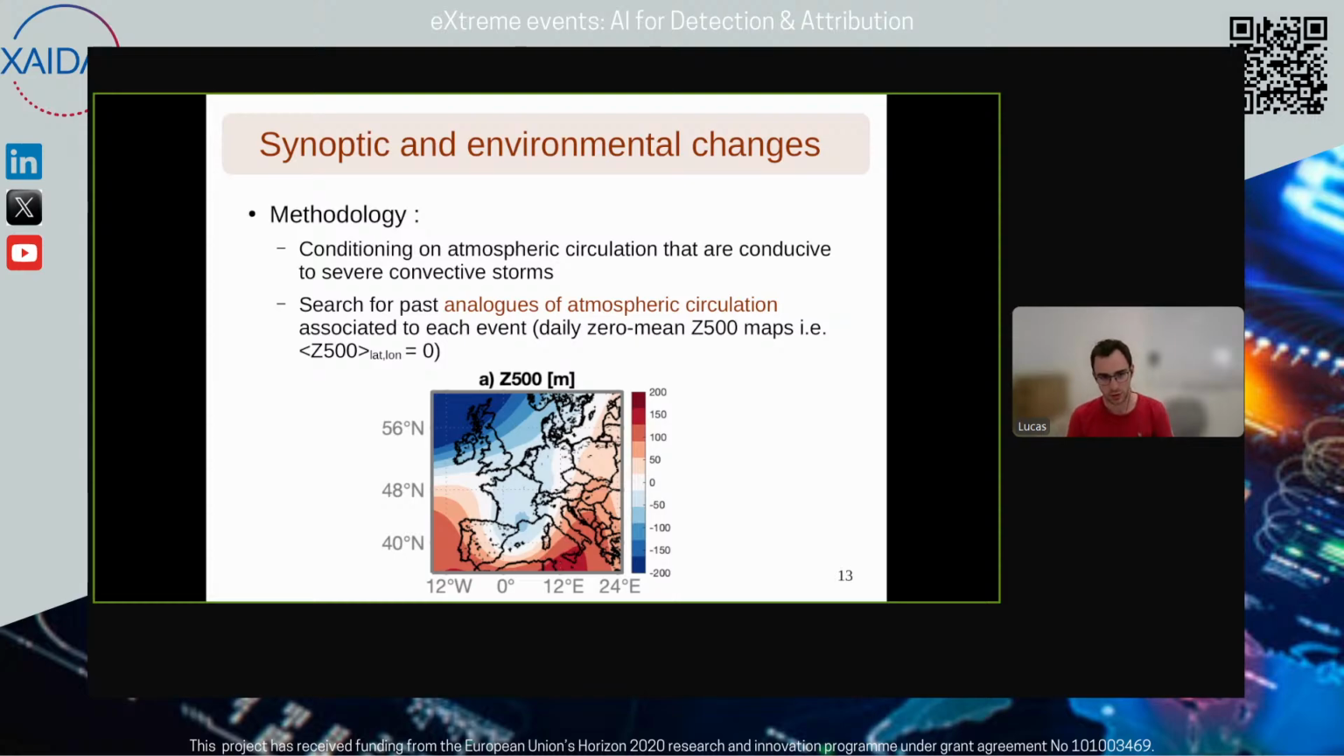So now I move on to a second part where we were interested in studying synoptic and environmental changes associated with the storms. So we adopt a methodology where we condition on atmospheric circulation that are conducive to these severe convective storms. So we search for past analogs of atmospheric circulation associated to each event. And we focus specifically on the map of geopotential height at 500 hectopascal, from which we just subtracted the mean value to keep only the circulation pattern without taking into account potential thermodynamic effect.